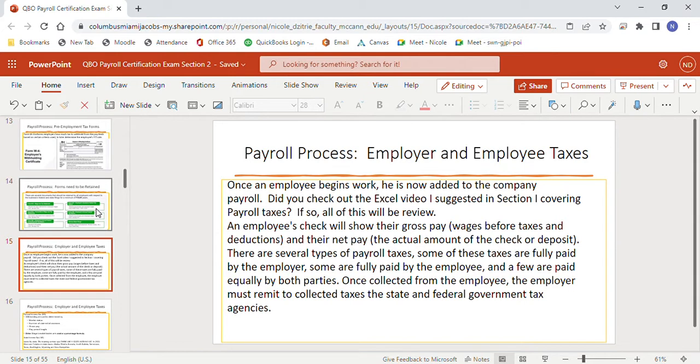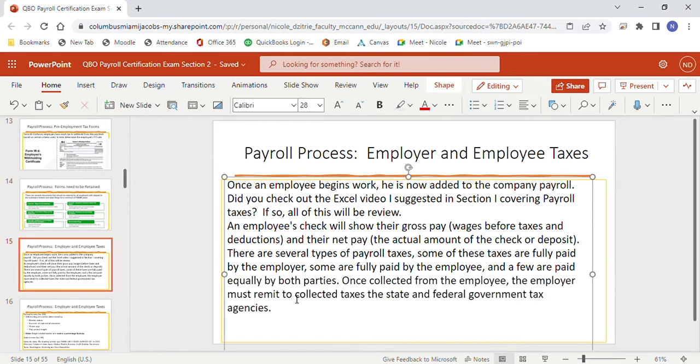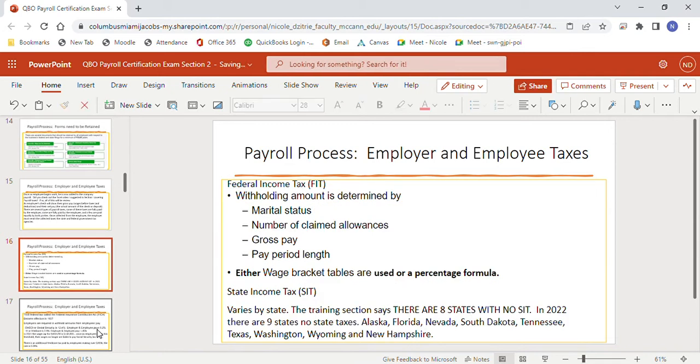There are several types of payroll taxes. Some of these taxes are fully paid by the employer, some of them are fully paid by the employee, and a few are paid equally by both parties. Once collected from the employee, the employer must remit the collected taxes to state and federal government tax agencies. So they're going to collect the taxes from you. Some of them they have to match, like we know with FICA. And then at some point, whether it's monthly or quarterly, they have to remit those taxes to the state, local, or federal government. So let's look at the first one, FIT.